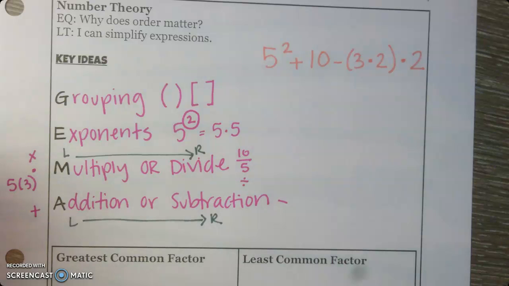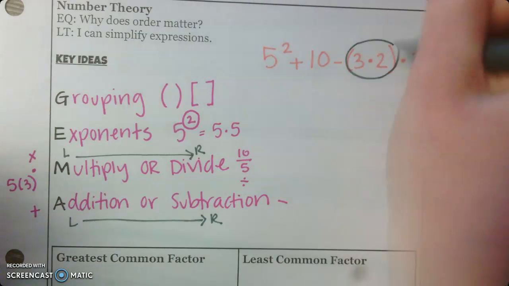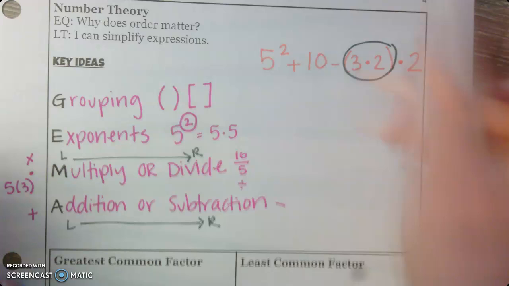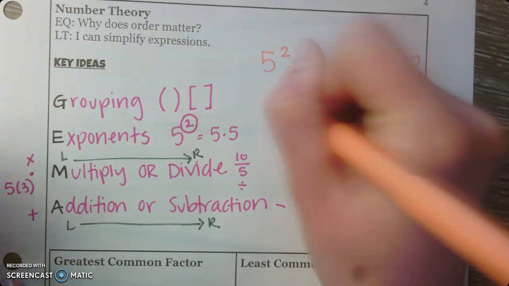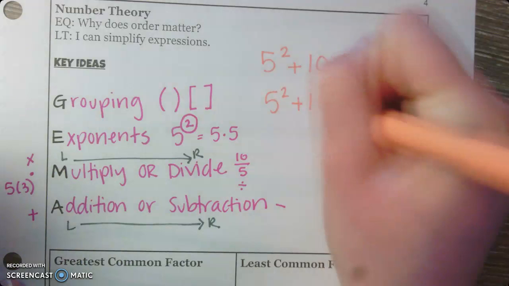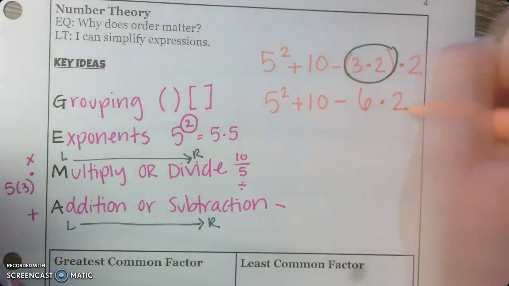All right, I'm going to start. So first thing I'm looking for is grouping. Do I see any grouping symbols? I sure do right here. So I'm going to group together 3 times 2 is 6. I'm going to bring everything else down. Don't forget all your symbols.